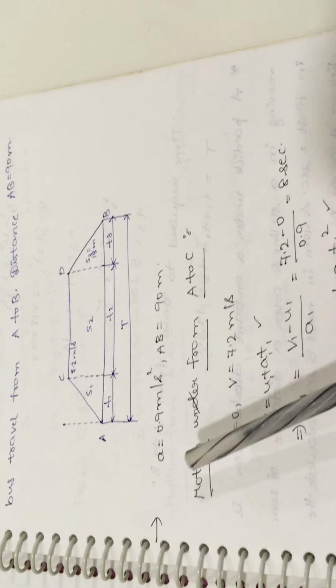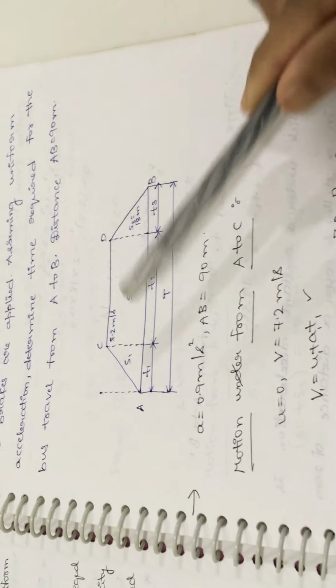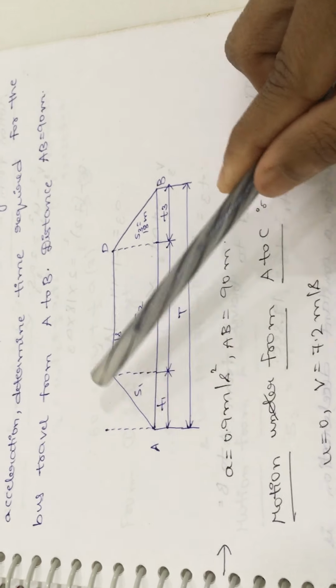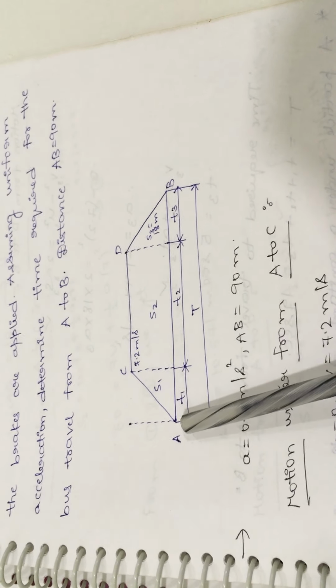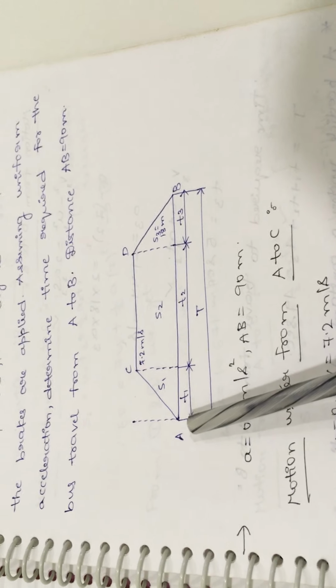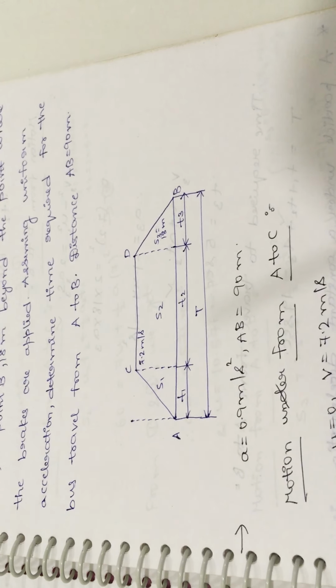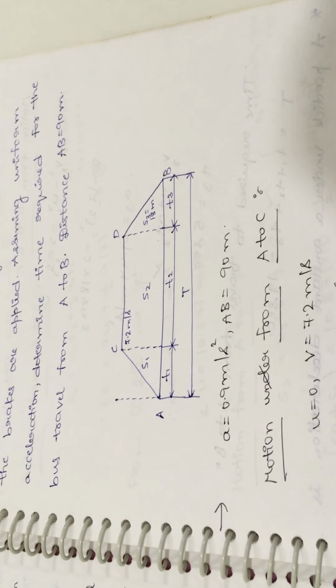So the first stage is motion from A to C. When you are considering the motion from A to C, as the bus is starting from the rest position, and we know that from rest position means the initial velocity will be 0 value.